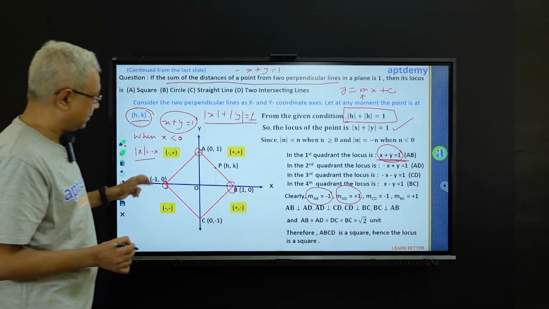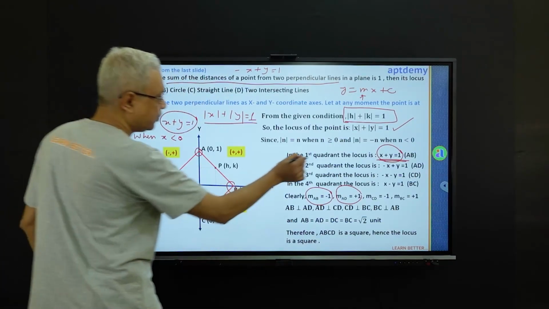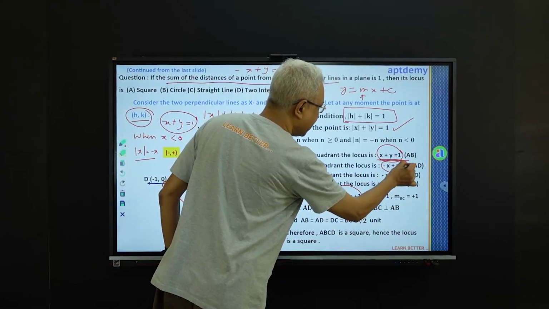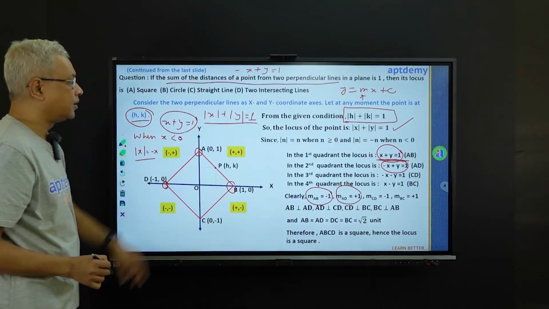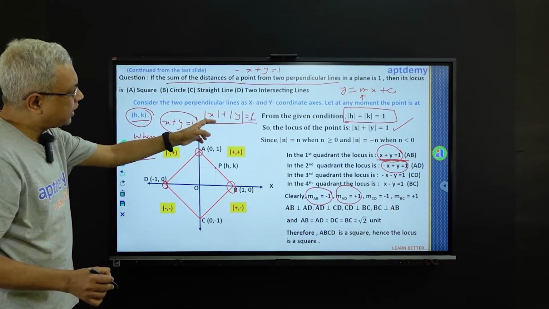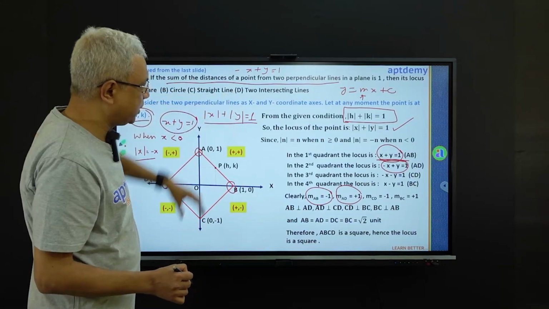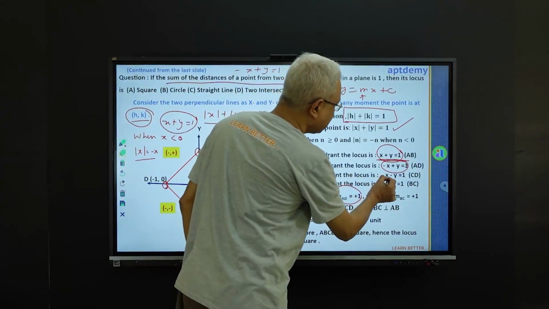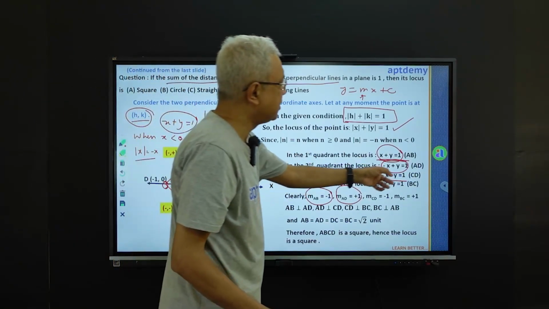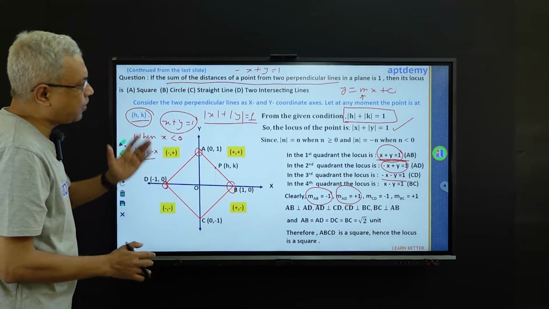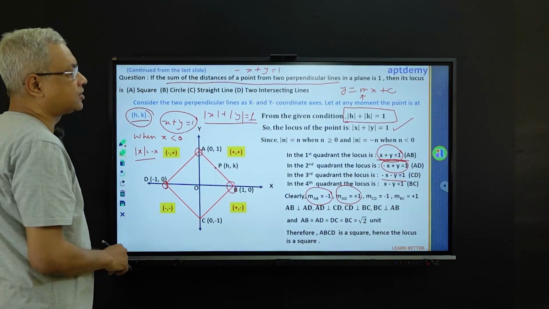AD, this straight line represents this equation, or this equation represents the straight line AD. Now what does this equation represent in the third quadrant? In the third quadrant, both x and y are negative, and therefore in the third quadrant this equation represents negative x, negative y, minus x minus y equal to 1.